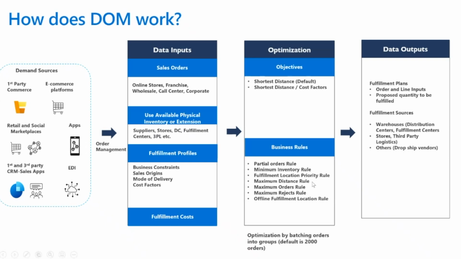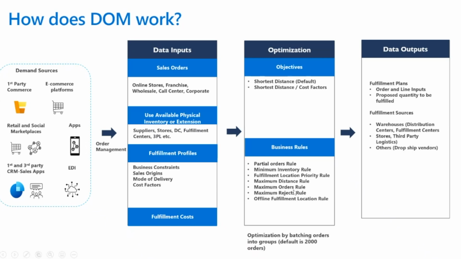The next is the maximum distance rule. It just specifies the maximum distance that a warehouse can ship to. Like if you're putting 100 kilometers, then the warehouse will fulfill the sales order where the delivery address is within 100 kilometers of the warehouse address. Okay.